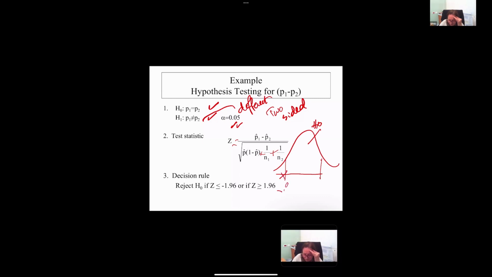So any value that falls here, or any value that falls here, 0.05, will be rejected. We reject the null hypothesis if the calculated Z, the test statistic, falls here or falls there. So if Z is less than minus 1.96, or if Z is greater than 1.96, similar to any other statistical test that we've done before.